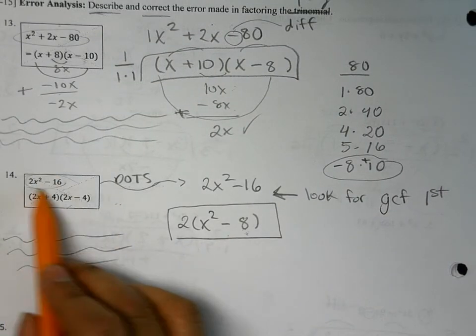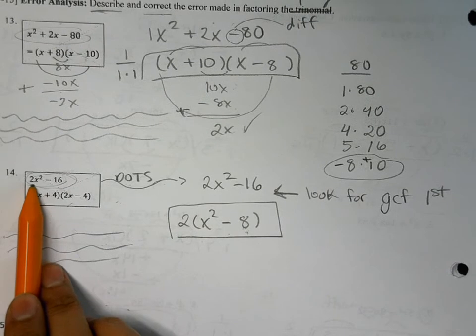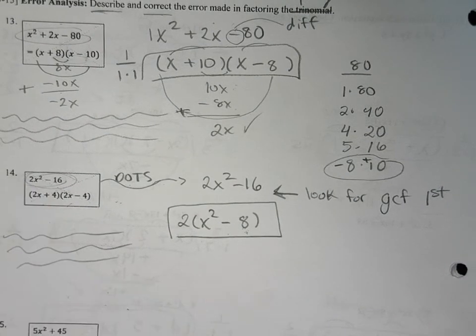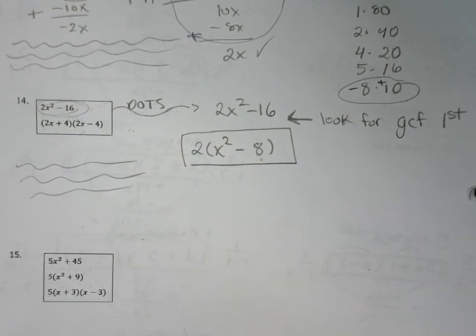Okay, so in words, what mistake did the student make? First, he forgot to do what first? GCF. Second, he recognized this as a difference of two squares, and it's not. Why not? 8 is not a perfect square. All right, write something along those lines down on your paper.